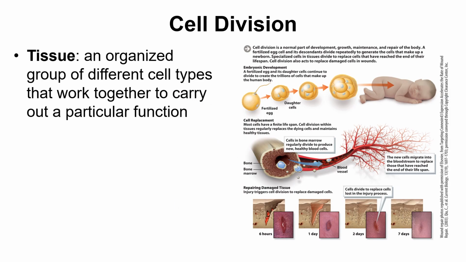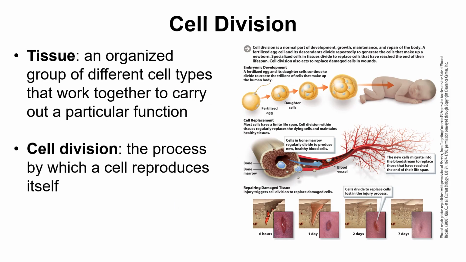So let's talk more about cell division. Tissues are defined as an organized group of different cell types that work together to carry out a particular function. Cell division is the process by which cells reproduce.